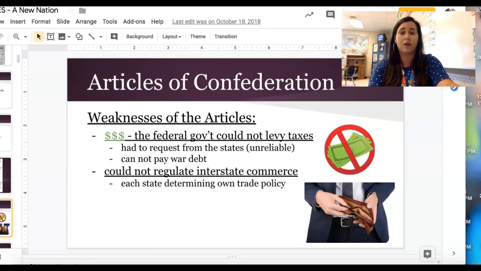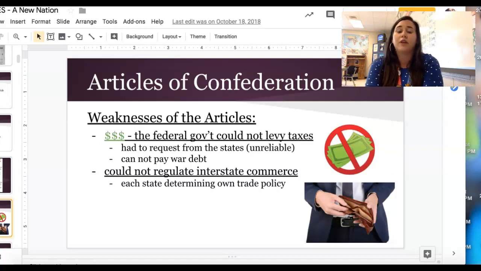So the first weakness of the Articles of Confederation was a lack of money. The federal government could not levy, which means collect, taxes. They had to request money from the states in order to conduct business that required funds. Throughout the Revolutionary War, this is how they funded the Continental Army, which is why Congress was constantly lacking money to give to the American troops. So they struggled during the war with money, and then after the war, the Congress is going to struggle to pay off national debt because of their inability to raise taxes.